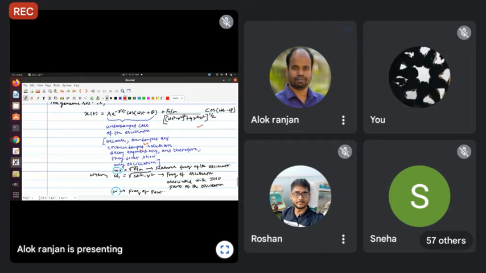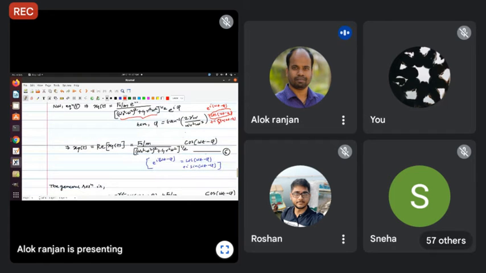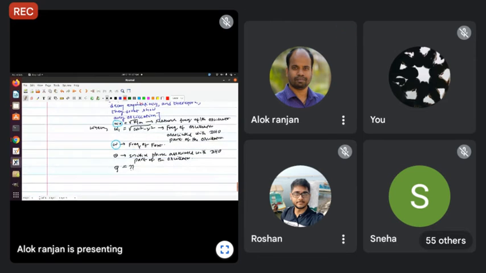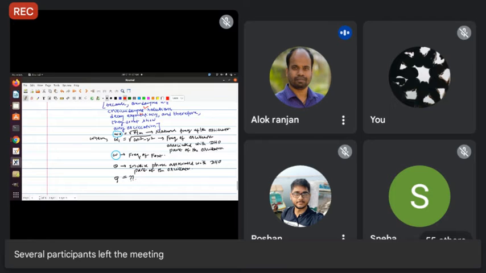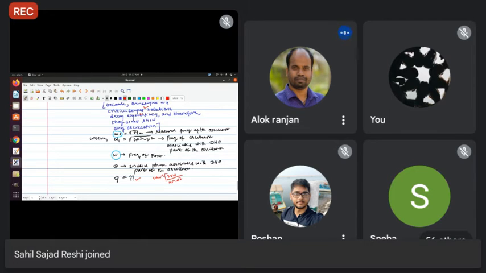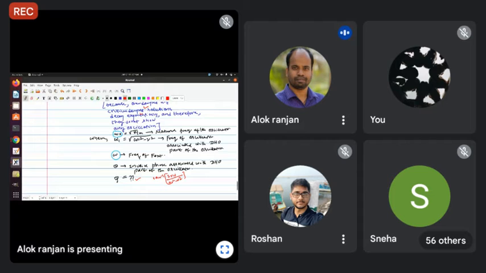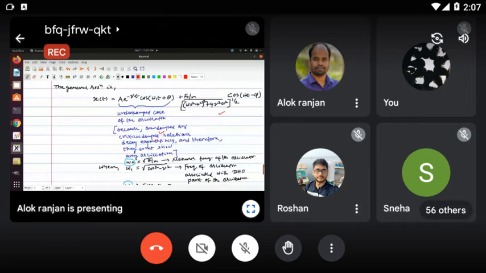And then the question is, what is phi? The phi, whose mathematical expression is given here as tan inverse of 2 gamma omega over omega naught square minus omega square. But what is the physical significance of phi here? We know theta is the initial phase. What is the physical significance of phi?